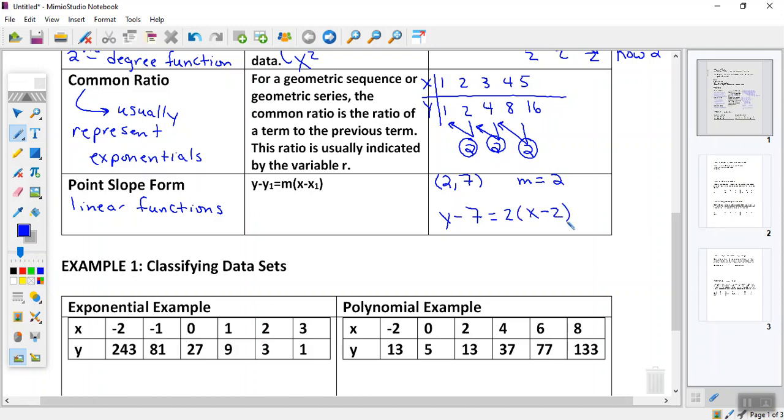Now, could I manipulate this a little bit? Could I expand and distribute on the right and get y alone if I wanted to? It would be pretty easy to do, wouldn't it?